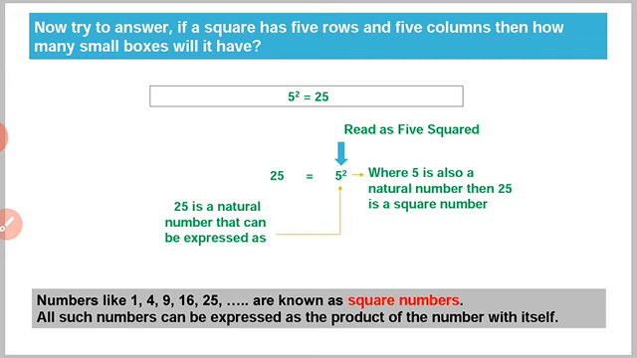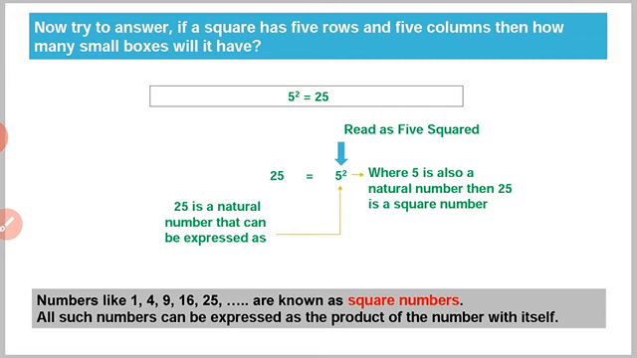So now try to answer, if a square has 5 rows and 5 columns, then how many small boxes will it have? Yes. In order to find the number of small boxes, you can multiply the number of columns and the number of rows. So you'll get 25. So there are 25 small boxes in that particular square.